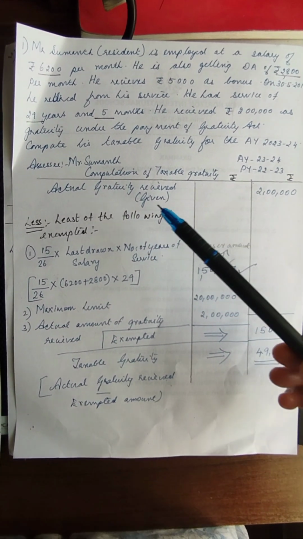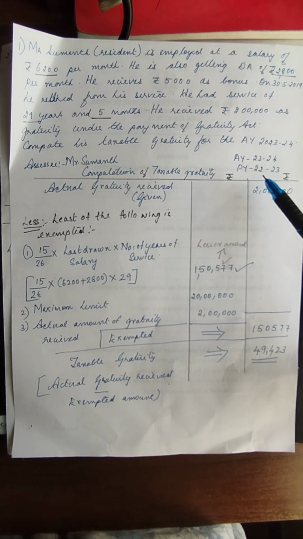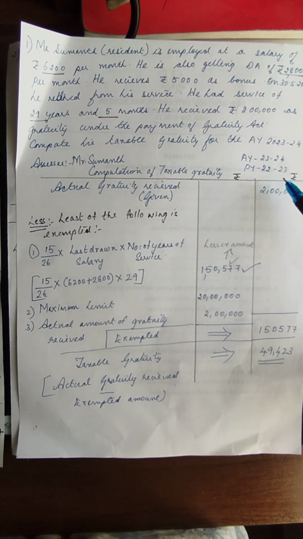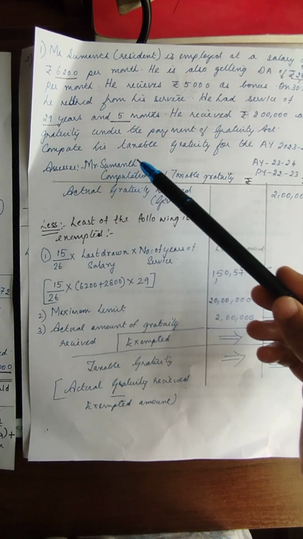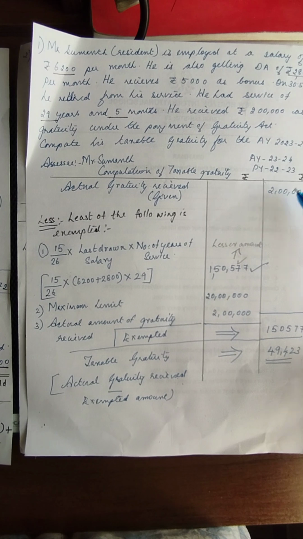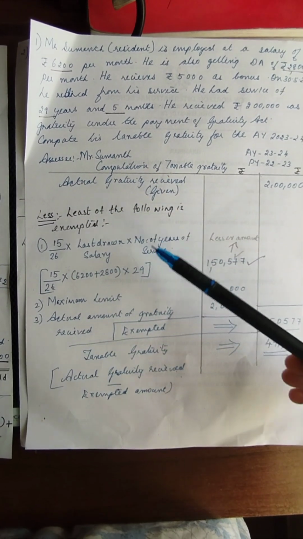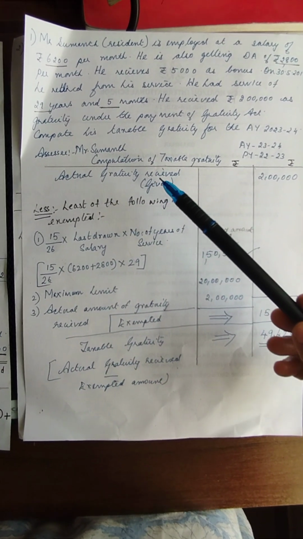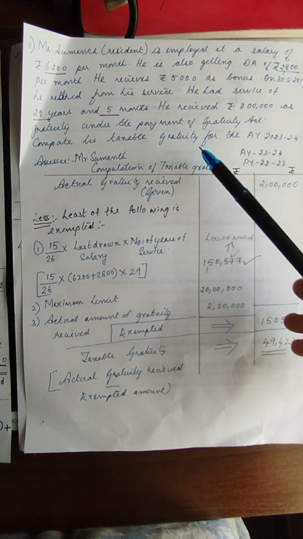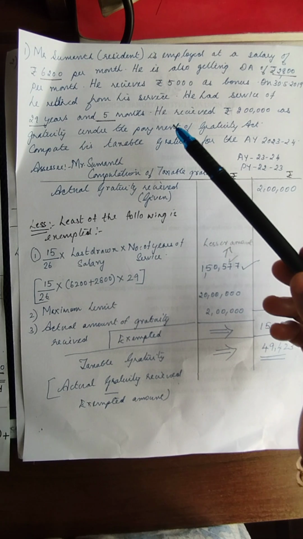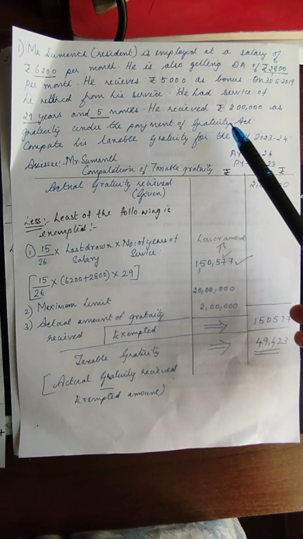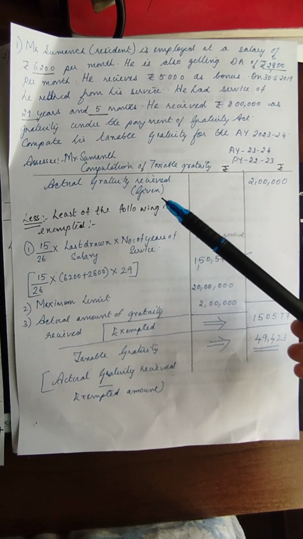As usual, we have to follow the format. What is assessment year 23-24? Previous year is 22-23. The name is Mr. Suman. Computation of taxable gratuity, with particulars and rupees columns. In the format, the first step is to write the actual gratuity received. It is given in our question: 2 lakh. He received rupees 2 lakh as gratuity. So this is given in the question.